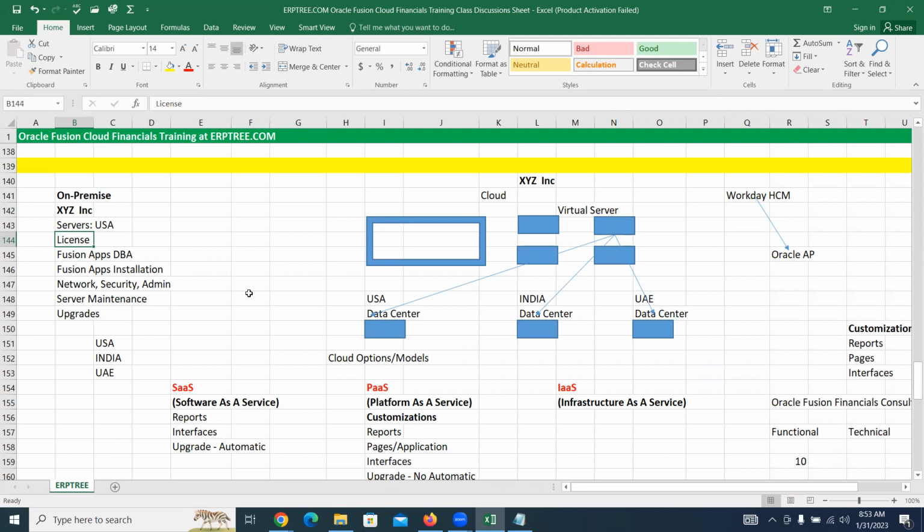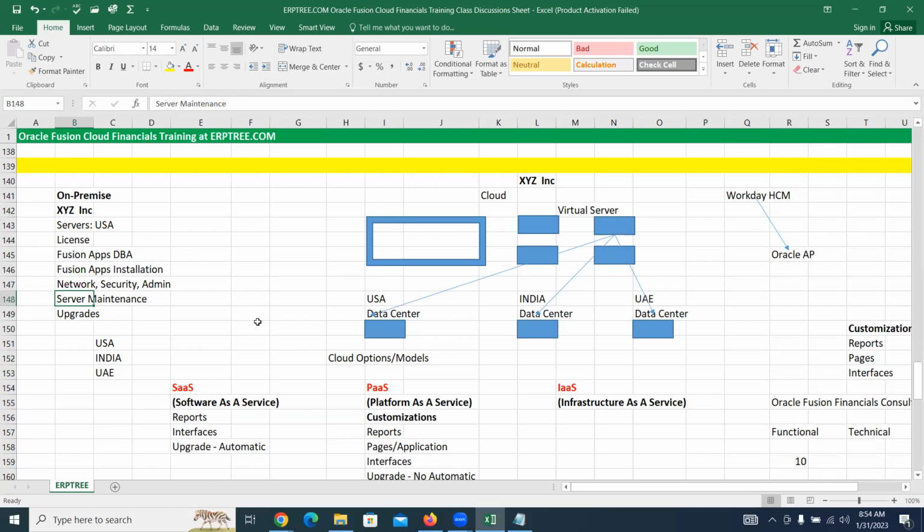After taking the license, that software product needs to be installed on the servers. That can be done by a Fusion Apps DBA. They need a Fusion Apps DBA, and the DBA can install those Fusion applications onto the server. Where do they have the server? In the USA. And they have to take care of the networking, security, and administration related stuff. And we need a DBA all the time to take care of the server maintenance.